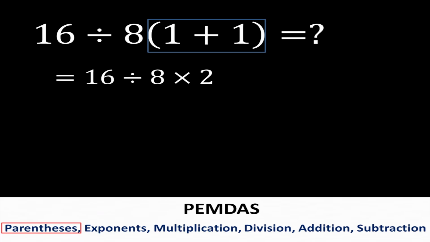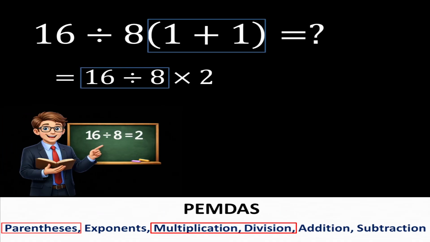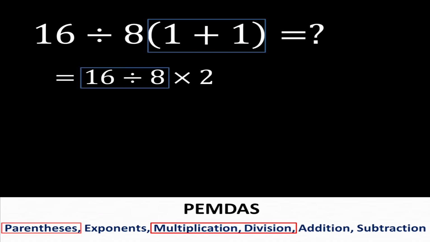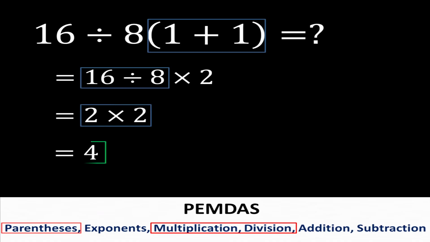In PEMDAS, multiplication and division have the same priority, so we solve from left to right. First, 16 divided by 8 equals 2. Now the expression becomes 2 times 2, so the correct answer is 4.